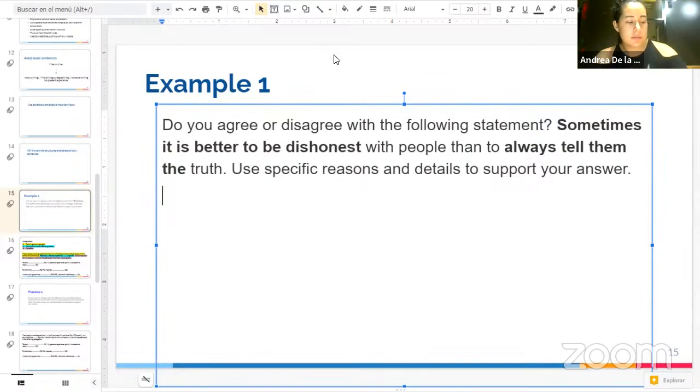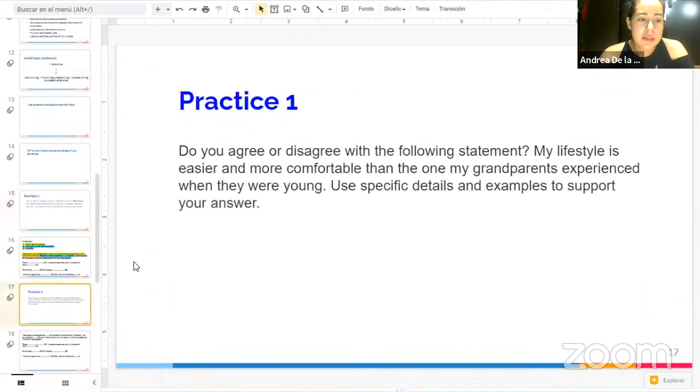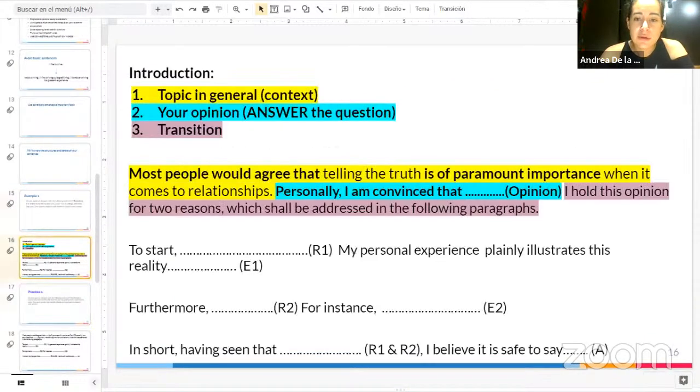Any ideas? You can look for synonyms, right? Instead of saying it is always better to tell the truth, you can say it is always better to be honest, or it is always better to be straightforward. You can use synonyms if you want, but right now let's just go with the same, okay? So that we don't get lost in there.